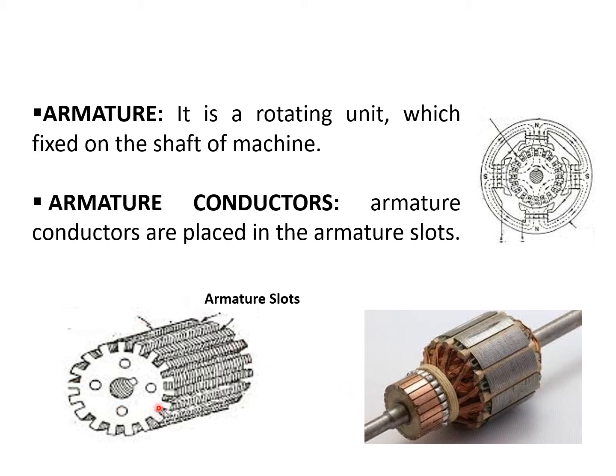The armature is made of a whole laminated sheet like this. All the sheets are laminated to reduce the eddy current losses, and finally all the laminated sheets are fitted together with bolts to make the armature. These are the armature slots in which the armature conductors are placed.